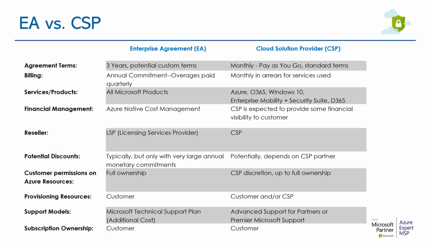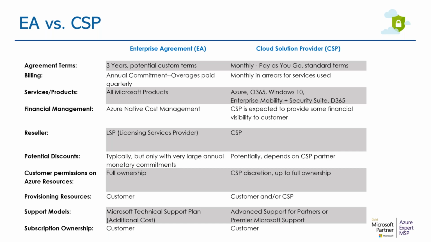You could potentially get some custom terms in there. Usually you have to be pretty large to have Microsoft change their standard terms for you, but in exception scenarios, you can do that. On the CSP side, it is typically a monthly contract. Based on the CSP, they may introduce some other terms, but otherwise, from a Microsoft perspective, it's just their standard terms from the Microsoft customer agreement that you would sign when working with the CSP.